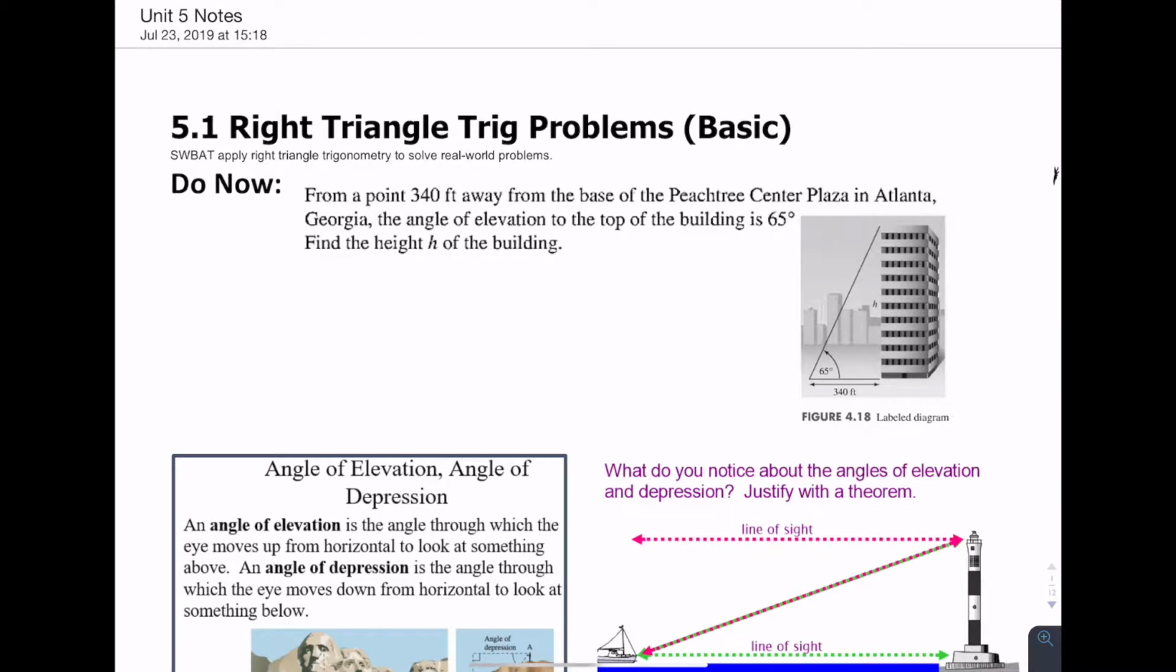So from a point 340 feet away from the base of the Peachtree Center Plaza in Atlanta, Georgia, the angle of elevation to the top of the building is 65 degrees. Find the height h of the building. So this do now is something we've done before.